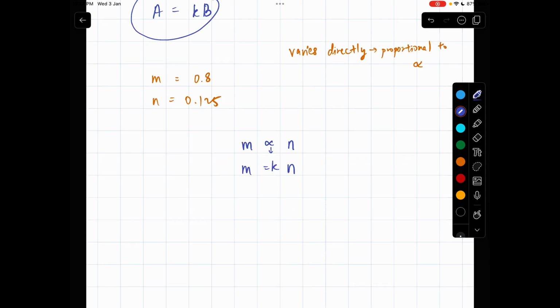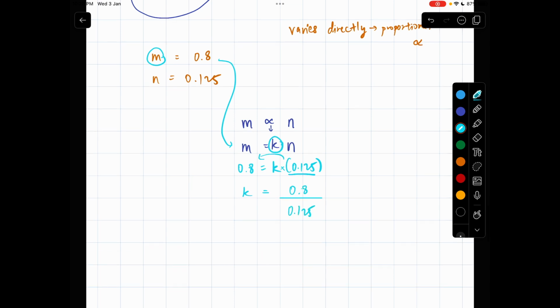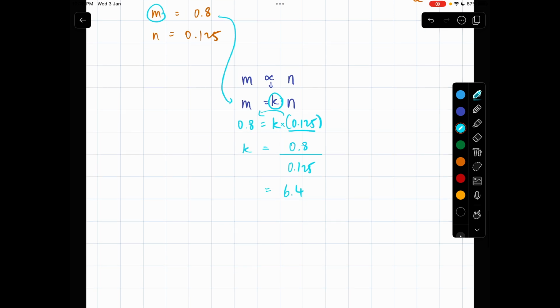So for this scenario, what we have to do is we have to find this k. Don't worry about the definition of k for now. I'll be explaining it to you in the next video, but for now, just bear with me. Just treat k as any other constant. So we have this m. m is 0.8. We just substitute it. So it becomes 0.8 equals to k, and n is 0.125. Now that we have all the values except for k, we can find k by moving this to the other side. Here it's times, so it will become divide. 0.8 divided by 0.125, and we get 6.4. That's about it. So k is 6.4.